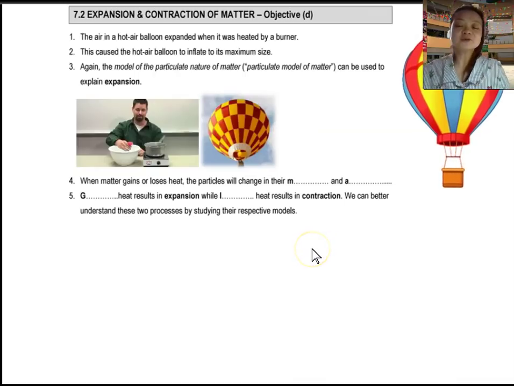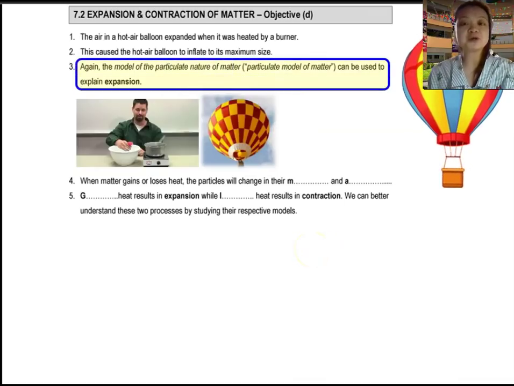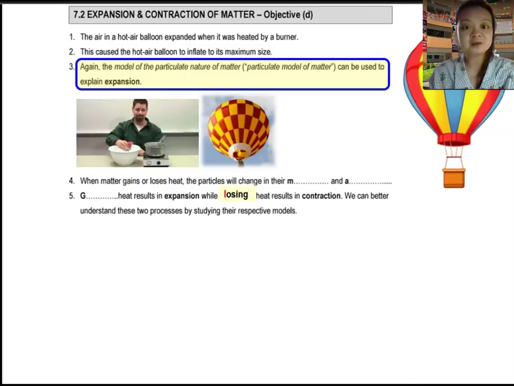All right. Now it's almost sucking the balloon into the bottle. Warm air rises, cold air sinks. Neat concept. Thanks for watching. So basically, that's something that we're going to be talking about, and we're going to be using the particulate model of matter to help us explain expansion.